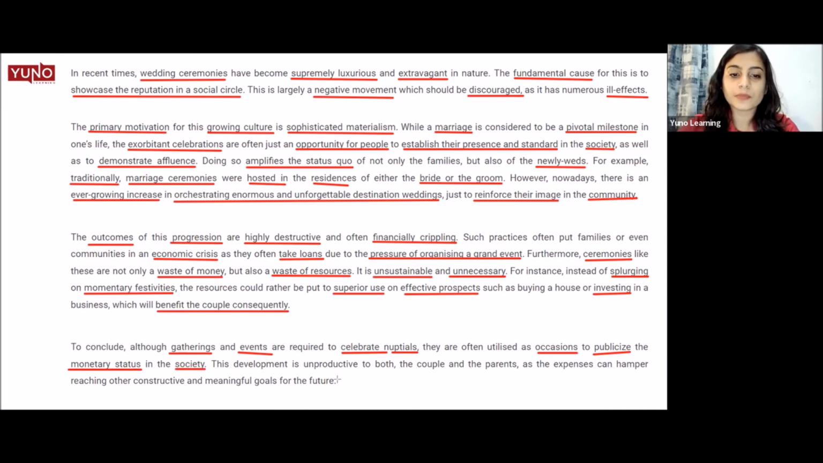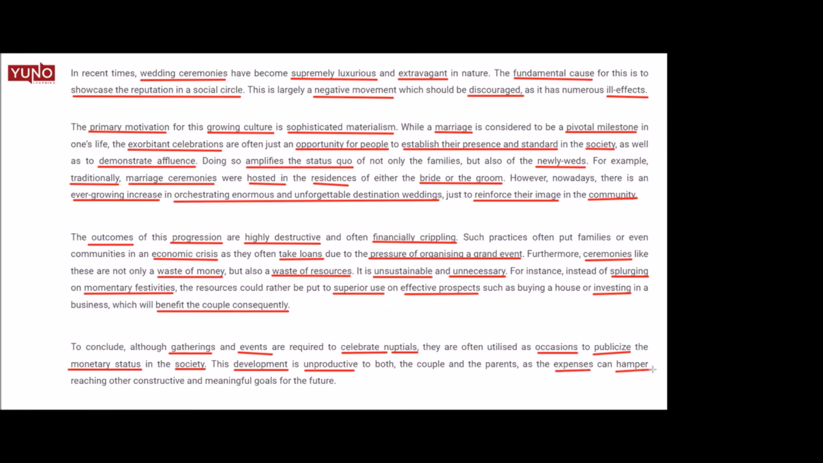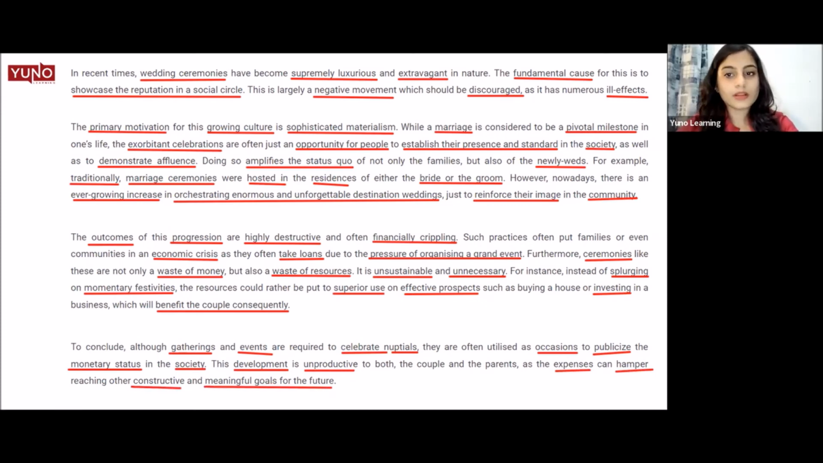Society, once again, yes. Unproductive development. Unproductive, yes. Expensive. Expenses. Can hamper, yes. Constructive. Meaningful goals for the future. All right. So now, as you can see, as we underline step by step, we notice that there's a lot of language which is used specifically for that particular topic. All of these words are centered and focused on a particular topic, and this is exactly what you should do. The kind of synonyms I've used, the adjectives I've used to describe a particular thing. Let me demonstrate one for you. For example, instead of wedding, if I write wedding ceremonies, it counts as a different word.